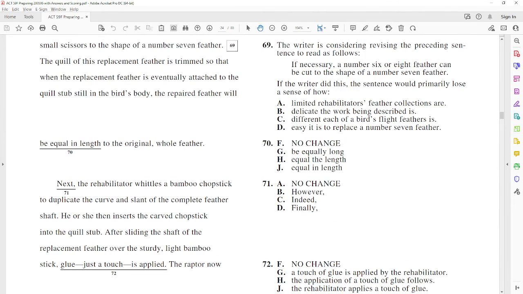Okay, the quill of the replacement feather is trimmed so that when the replacement feather is eventually attached to the quill stub still in the bird's body, the repaired feather will be equal in length to the original whole feather. 70 does not have an option to delete or omit.